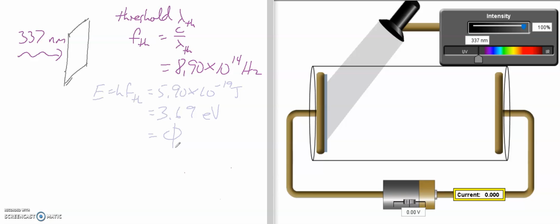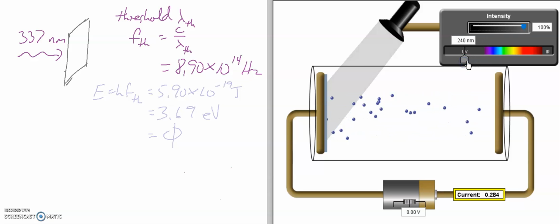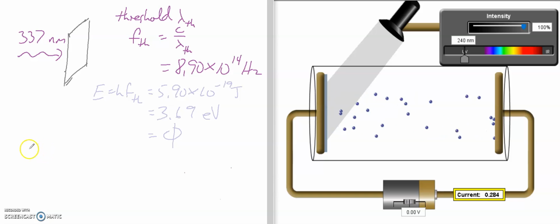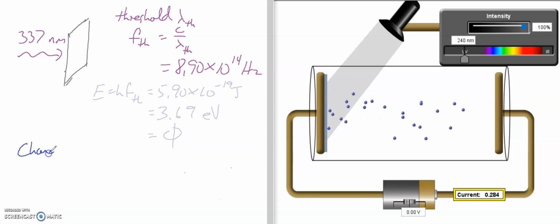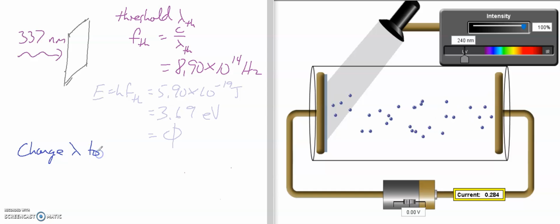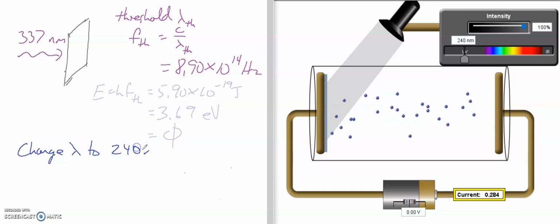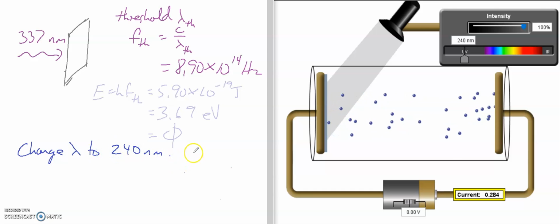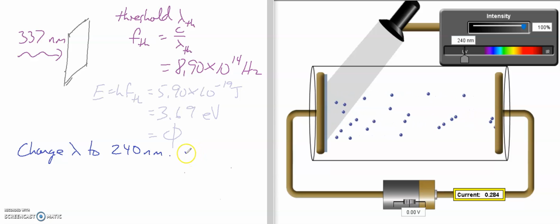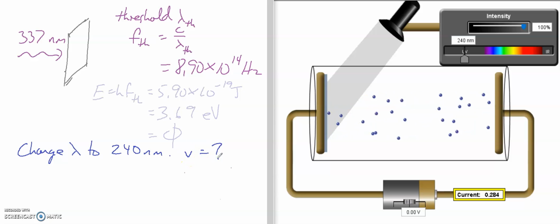So let's take this and increase the frequency to get electrons coming off. If I increase the frequency, maybe to a wavelength of like 240, I easily get electrons coming off here, no problem. Okay, so let's modify the question a little bit. Let's change the wavelength to 240 nanometers. What I want to know is, what is the speed of the electrons coming off?